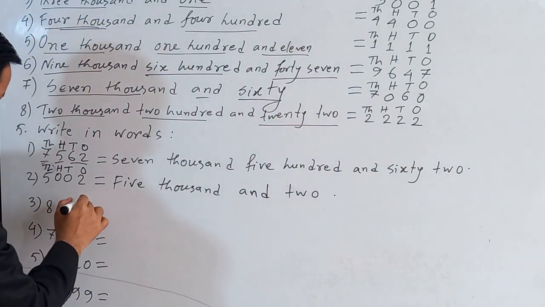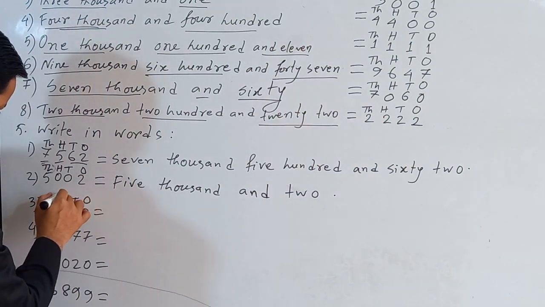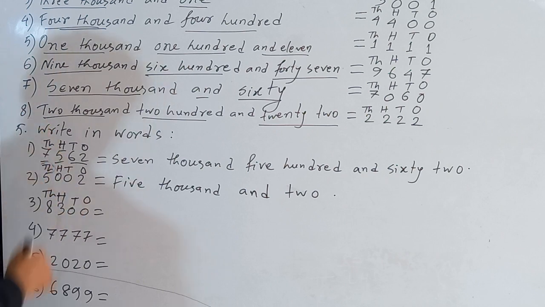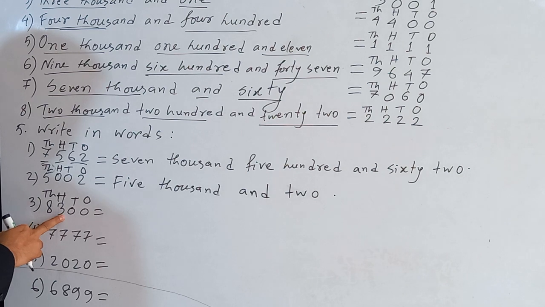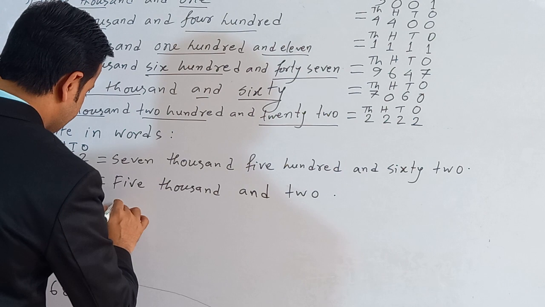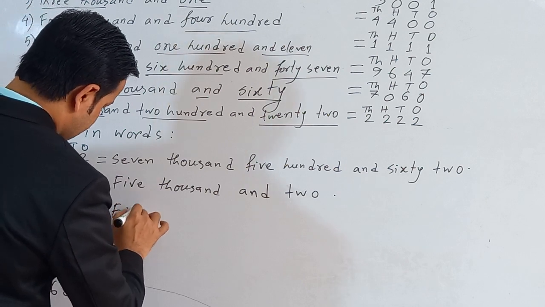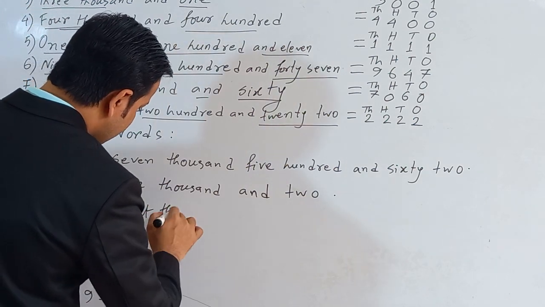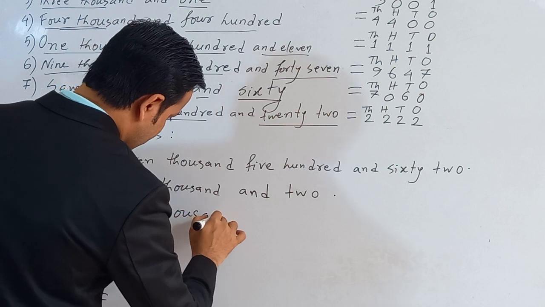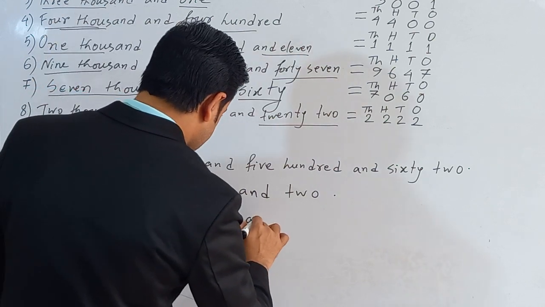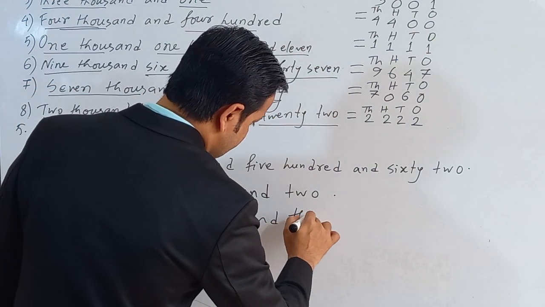Next one: ones position, tens position, hundreds position, thousands position. So start from 1000. 8,000, 300, and tens place and ones place are 0. So only 300 here. So we can read this as 8,300. So we can write here 8,000 and 8,300.